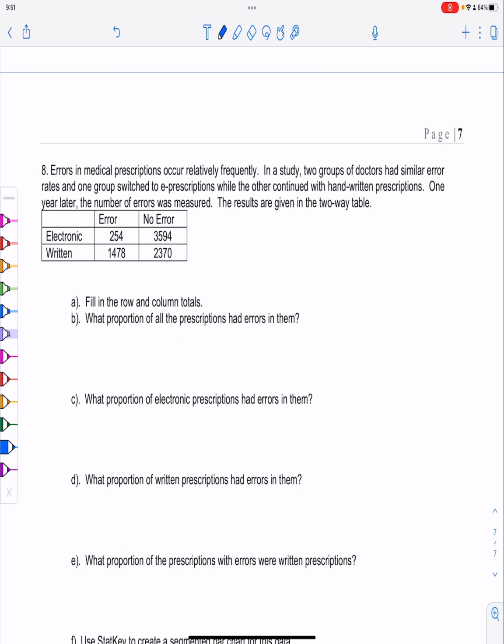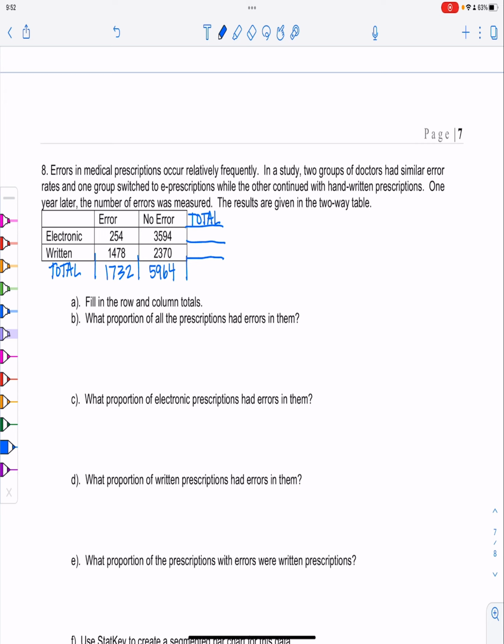So let's do total, and let's find these totals. So we'll just use our calculators to find the totals. So I'm going to do the column total first. This one's going to be 1732. And then 3,594 plus 2,370. That's going to be 5,964.